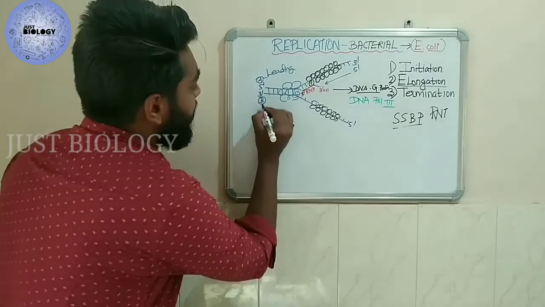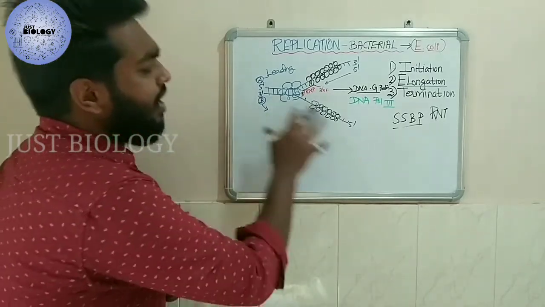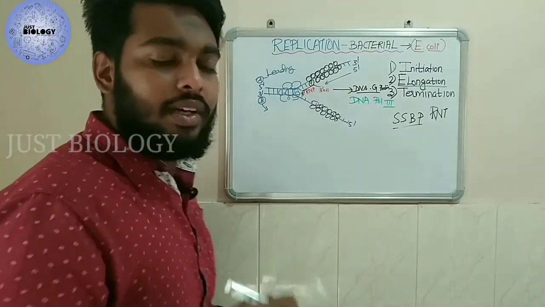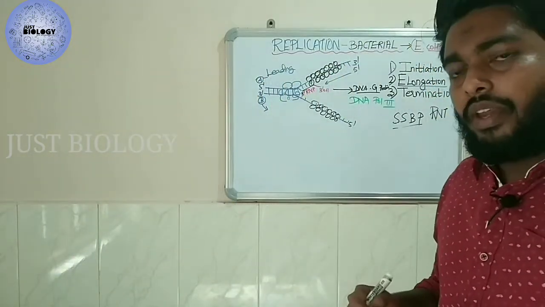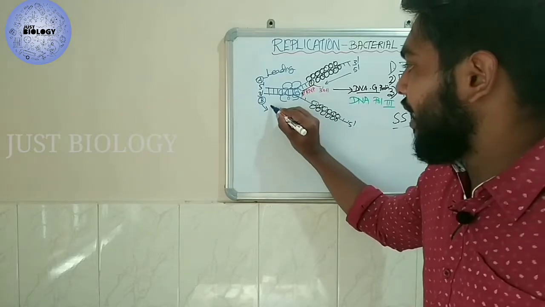But if we see this B strand, it is discontinuous. They will stop somewhere and start again from where they stopped. So that we call the lagging strand.